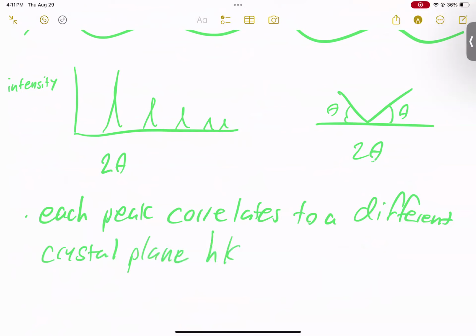HKL value. Yeah. So each of those intensities, each of those peaks will refer to a specific plane. And if you know what those planes are, you can then determine the crystal structure, which I will go over. But actually, let's just go over that right now.